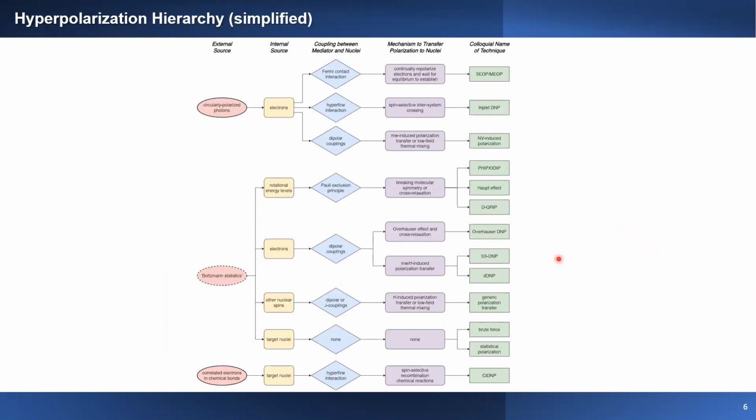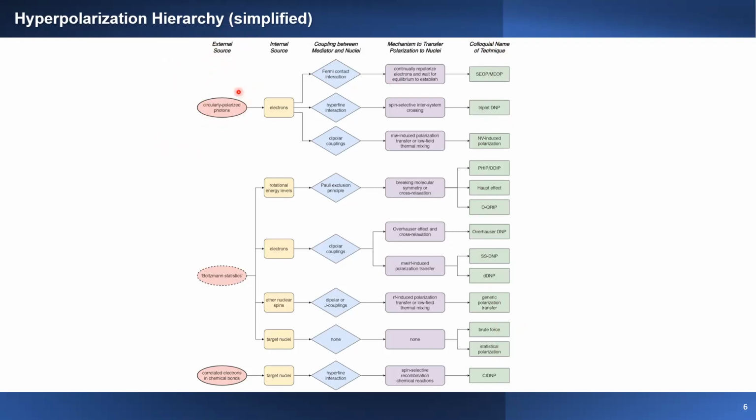Okay, so here is a simplified hierarchical diagram in an attempt to map out the whole field of hyperpolarization and give you a different way of thinking about it. So what we've got down here on the right-hand side are some common hyperpolarization techniques. And over on this left-hand side, we have the source of polarization, which is sort of external to the system.